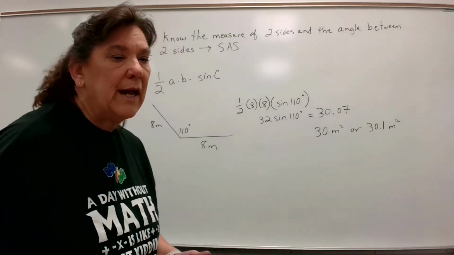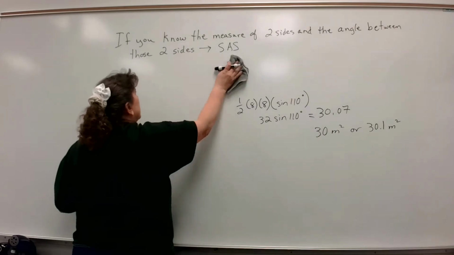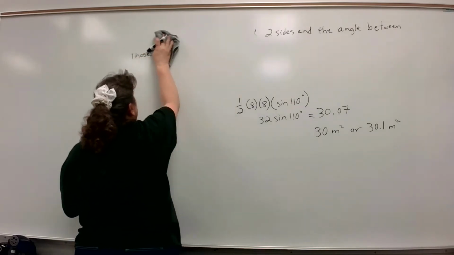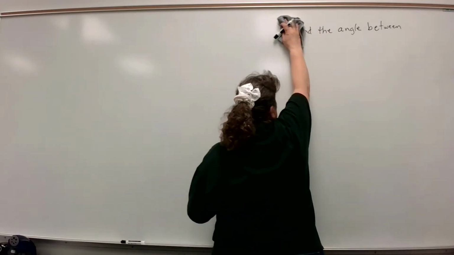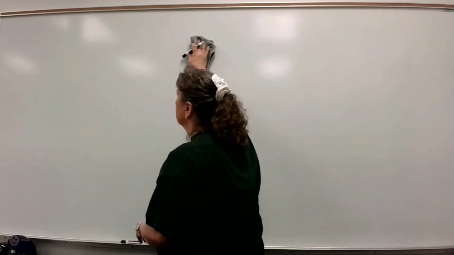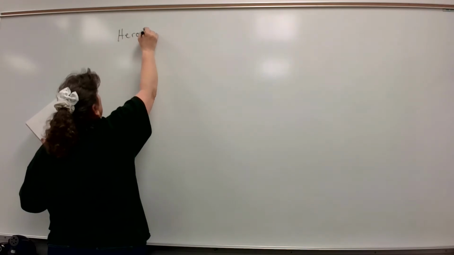Now let's look at the second method we're going to look at. This one is called Heron's formula. And Heron's formula is used when you know the 3 sides, but you do not know the height. So Heron's theorem.